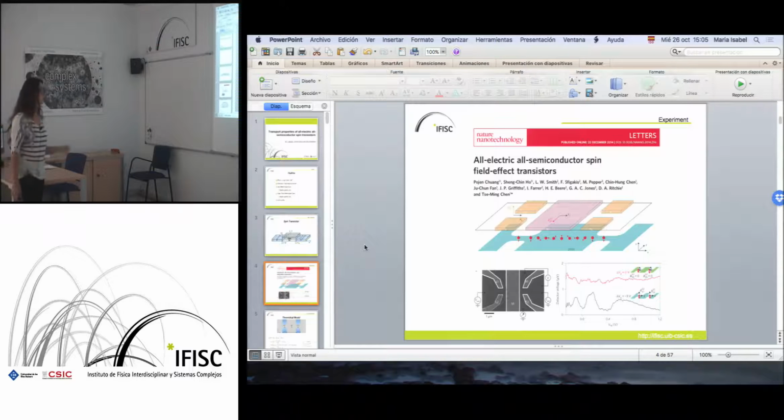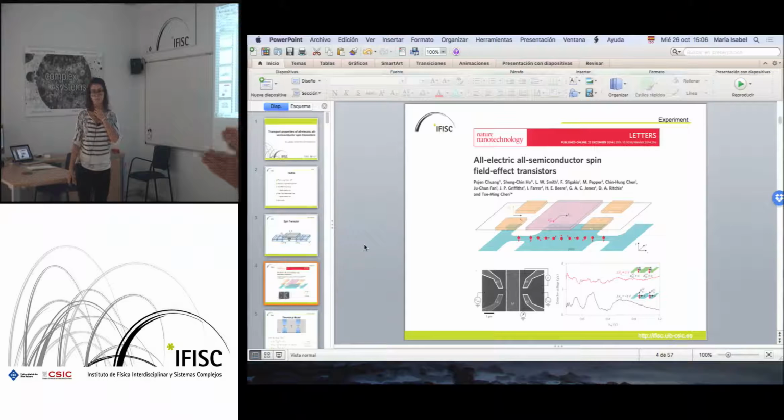There are some measurements that Isabel can show. They also detect electrically these oscillations as a function of the magnetic field. And from the dependence on the magnetic field, they are able to extract the value from here.